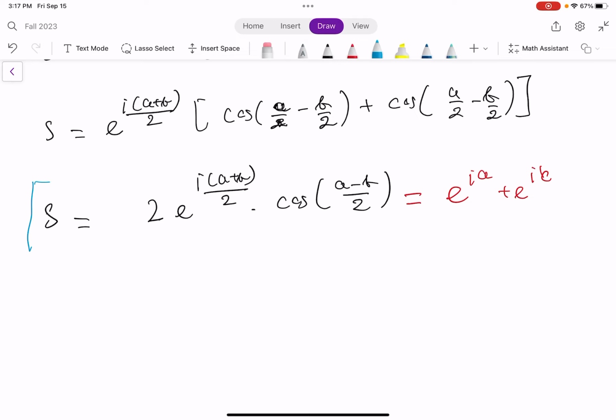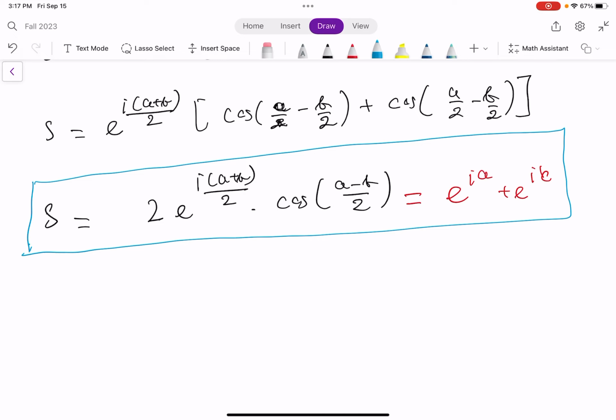So this equation is extremely useful, especially when you solve partial differential equations with different boundary conditions. I think this equation will help, but we'll discuss how it's helpful later.